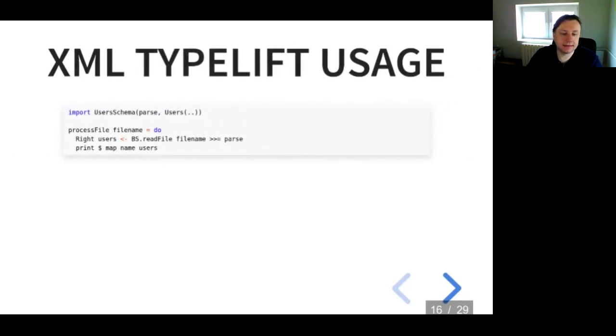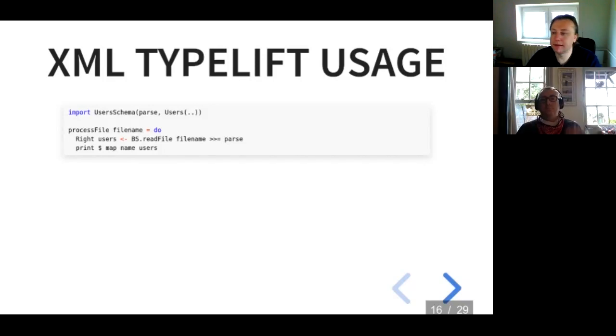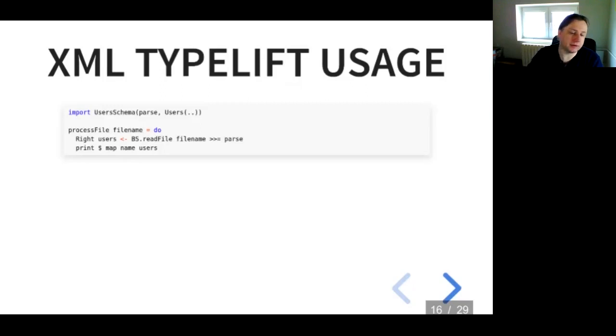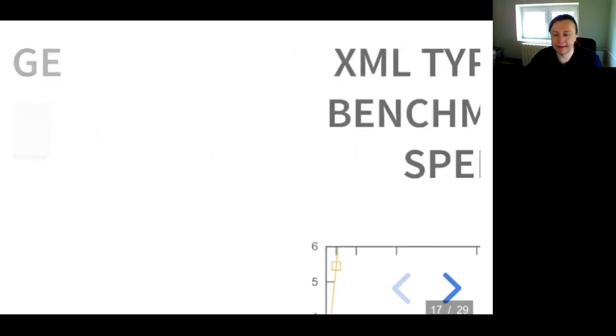And this is an example where we read the file with the bytestring interface, we call the parse method, and we just map over all the names. Just the label of the record is used instead of searching for the elements that are names.